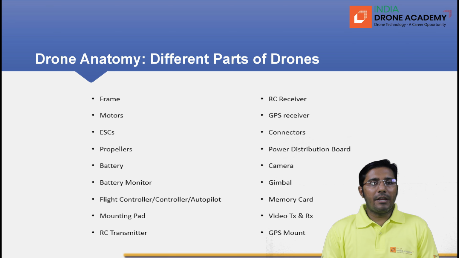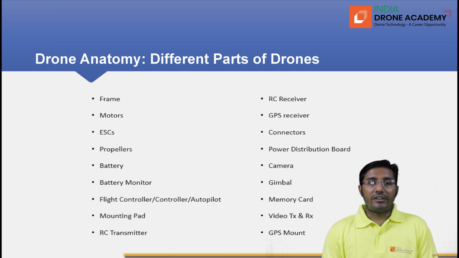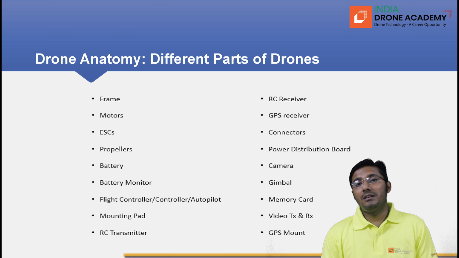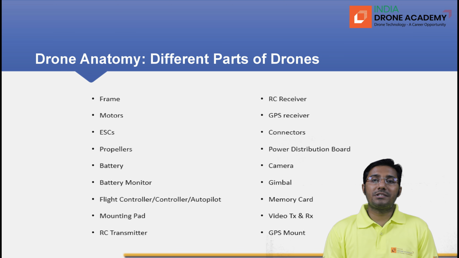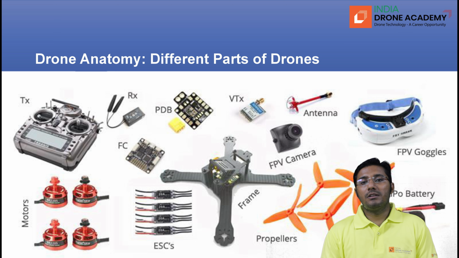So let us name these important components. We have a frame of a quadcopter, then motors, ESCs, meaning electronic speed controllers, propellers, battery monitor, flight control, which is also known as an autopilot, mounting pad, RC transmitter, RC receiver, JST connectors, power distribution boards, camera, gimbal, memory card, video transmitter and receiver, and the GPS mount. We can see these components in the image.